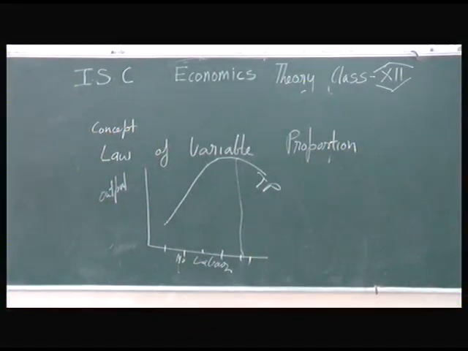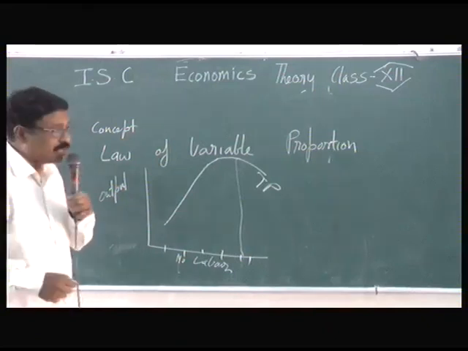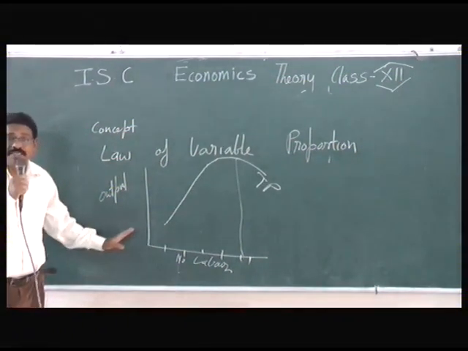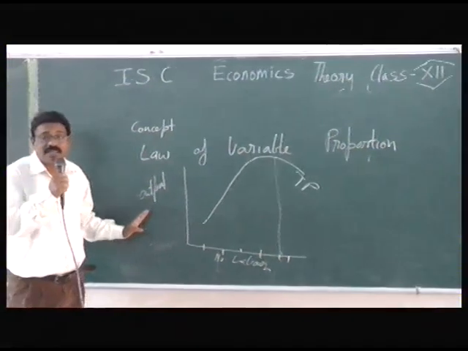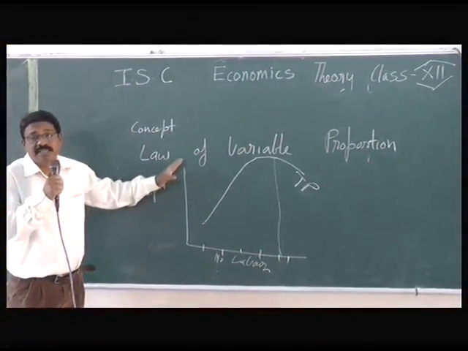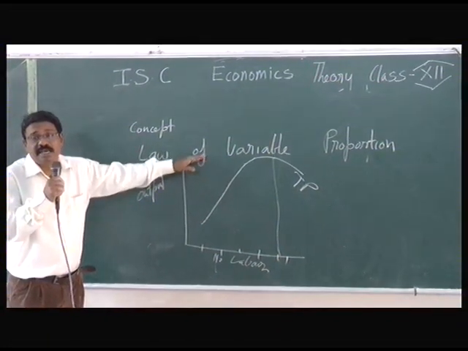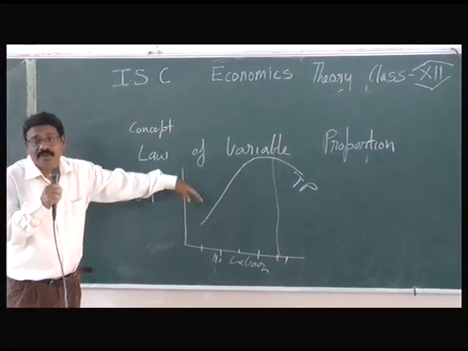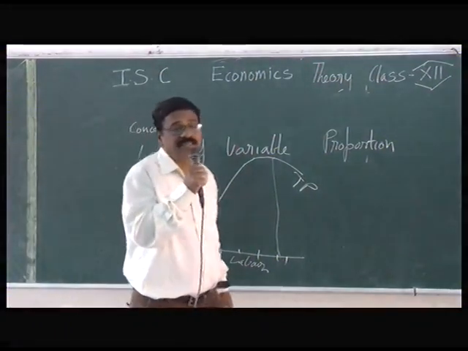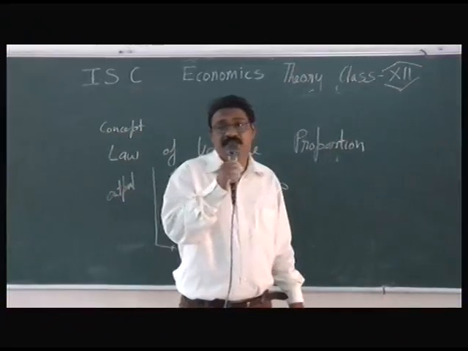The law of variable proportion focuses on this behavior of the variable factor, labor. And once more I tell you, as the number of variable factors keep on increasing, the total product or the output will keep on increasing at an increasing rate, and then increase at a diminishing rate, and then it will fall. This is called the law of variable proportion.